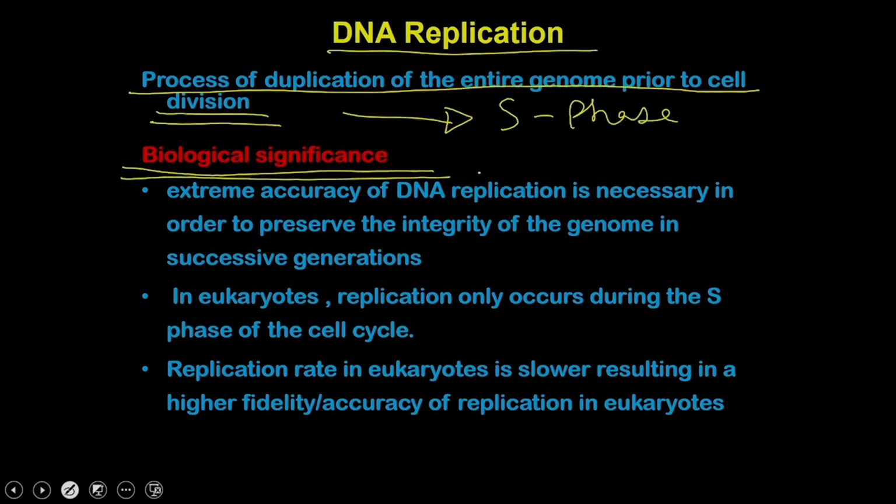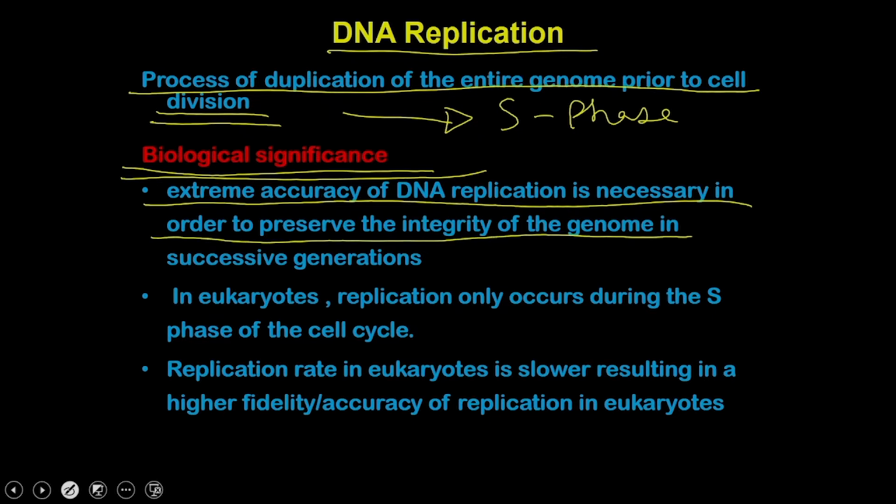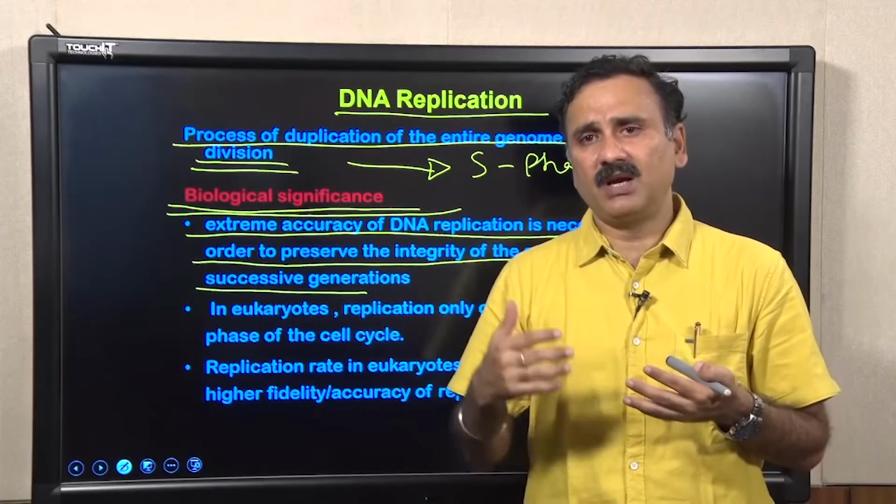It has a biological significance that DNA replication is a very accurate process, and it is required in order to preserve the integrity of the genome in successive generations. If you generate mutations, or start generating modulations within the sequence of the genome you got from the original cell, you will keep altering the DNA sequence, and that is not going to carry the same information. The major function of DNA is to carry genetic information, so that it allows the daughter cells to keep running a similar kind of metabolism.